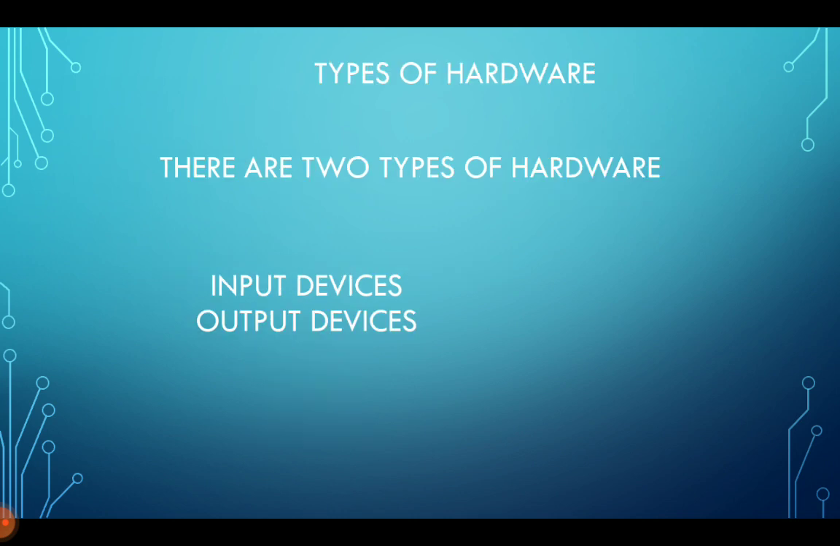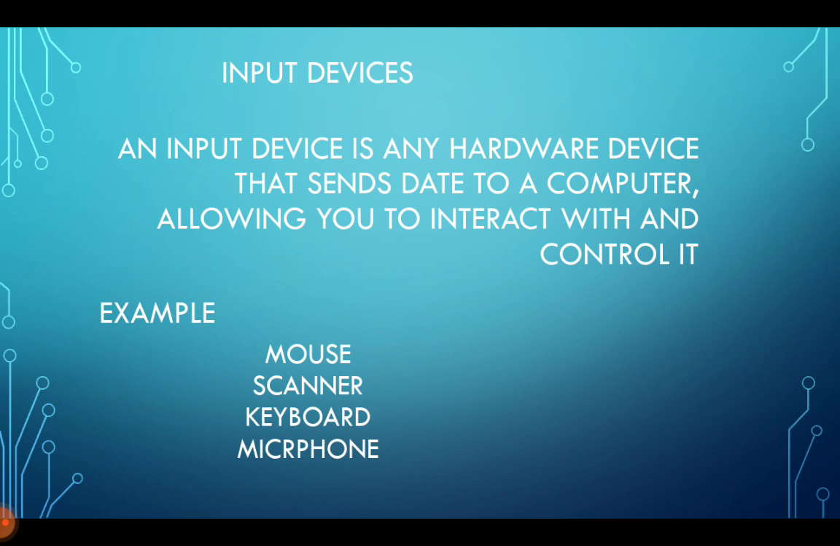Types of hardware. There are two types of hardware: input device and output device. Input device. An input device is any hardware device that sends data to a computer, allowing you to interact with and control it. Examples: mouse, scanner, keyboard, microphone.